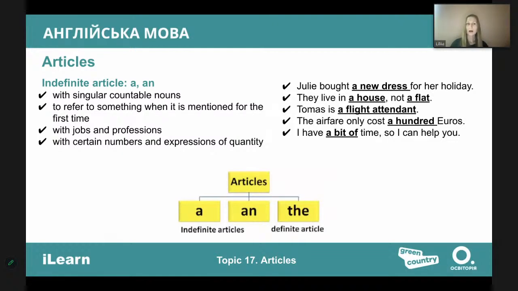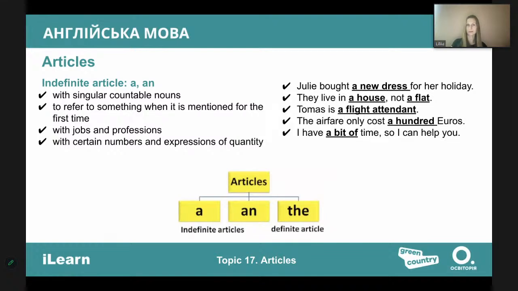Then we use article a or an when we speak about something for the first time. So you introduce your friend, for example, or you speak about your pet. You say, I have a cat, or I have a friend. His name is Johnny, or his name is Paul, and so on. But when you introduce something, an object or a person, for the first time, it's always article a or an.